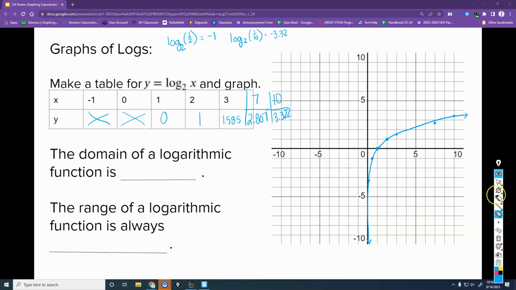For these, and this might be something good to add to your note card, the domain of a logarithmic function is restricted, not all real numbers. Okay, but the range of a logarithmic function is always -infinity to infinity, or all real numbers.